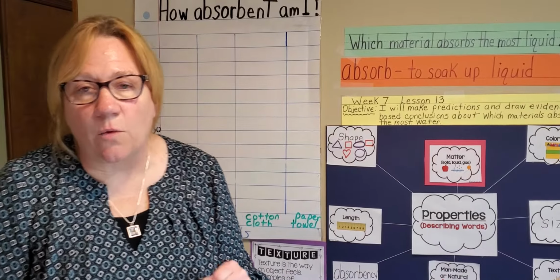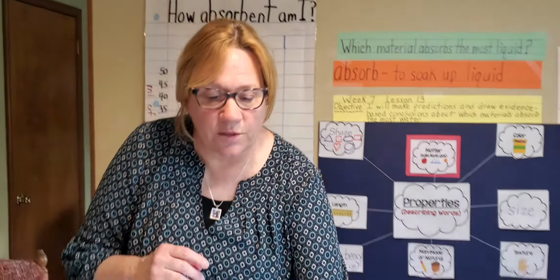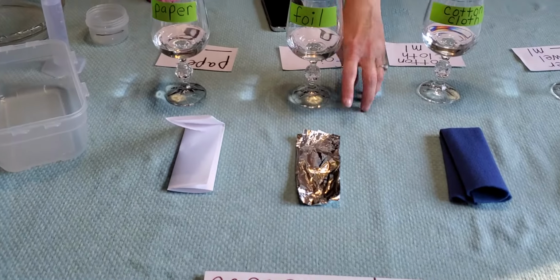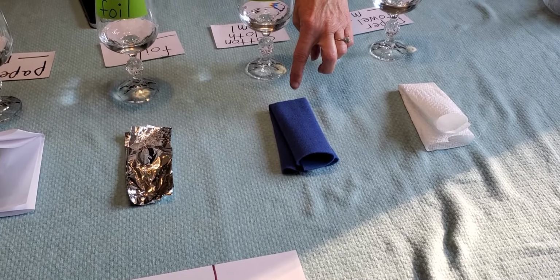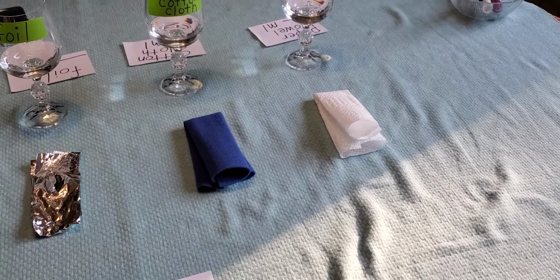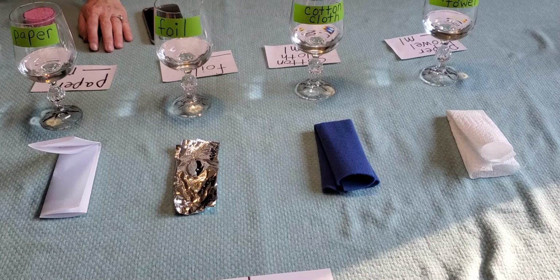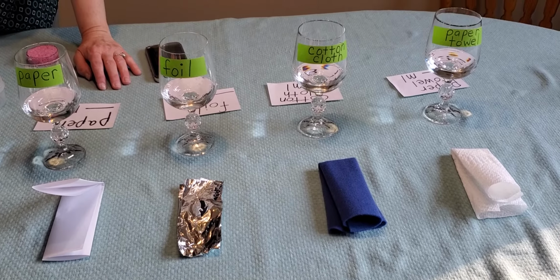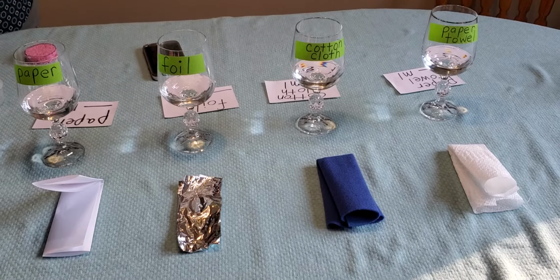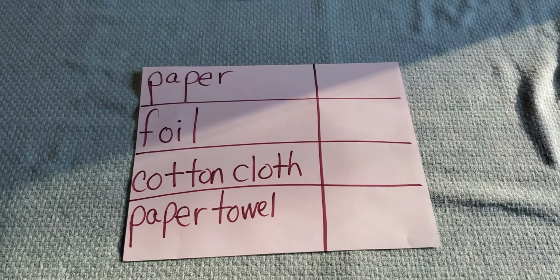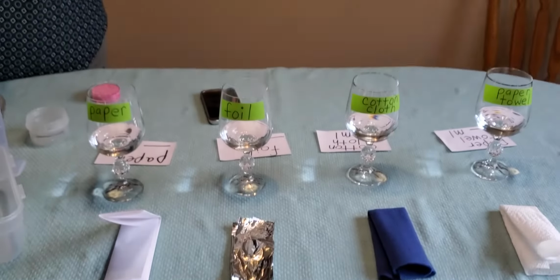Before we do that, I want you to make a prediction, okay? So we're going to work with paper, foil, you might call it aluminum foil, cotton cloth, and a paper towel. So what I want you to do is to think about these materials and the properties of these materials, and I want you to just make a prediction, and you can just put a star next to the word for your prediction, the one that you think is going to absorb the most water. Okay, pause this video and do that now.